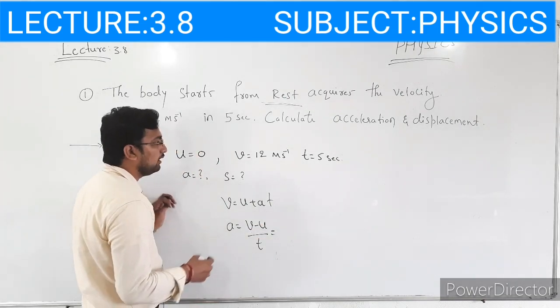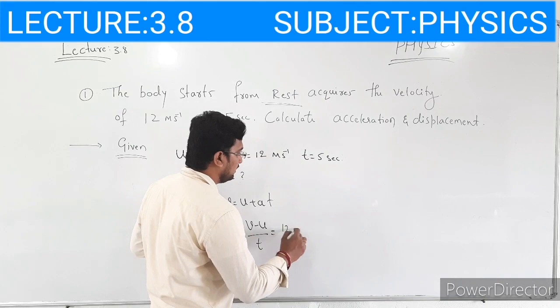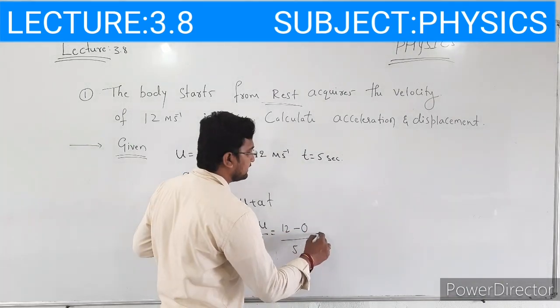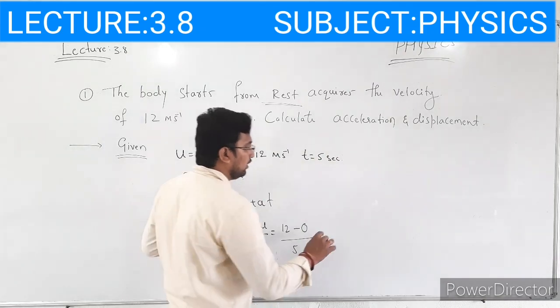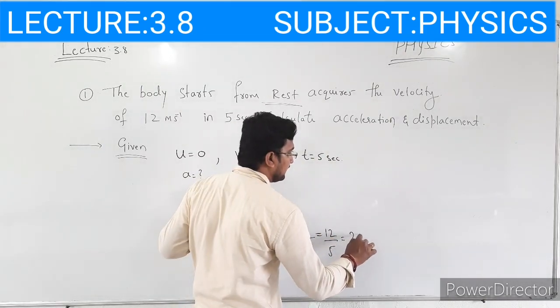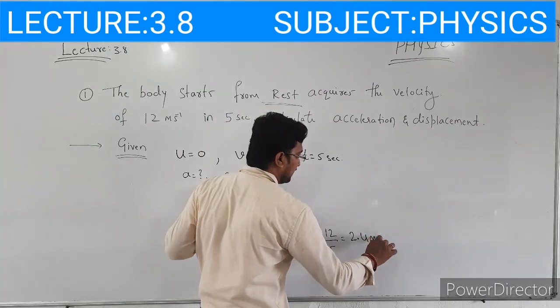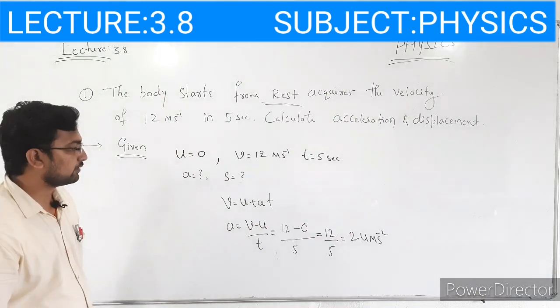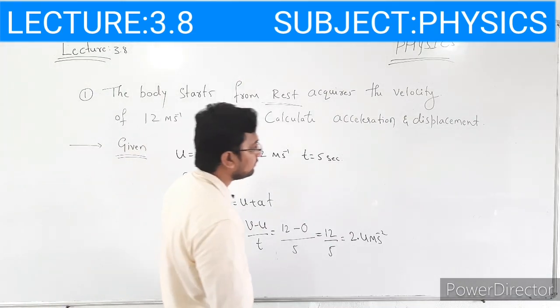Okay, substitute here. The final velocity is 12, initial velocity is 0 and the time interval is 5 seconds. This is equal to 12 divided by 5. So simplify this one, we will get the answer: 2.4 meter per second square. So this is the acceleration.